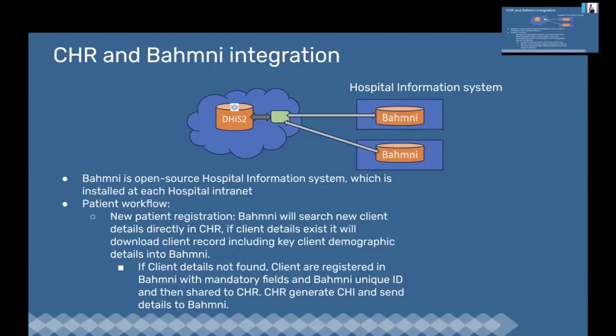Before they can enroll the patient into their system, they need to talk to our CHR first to see if the person is already enrolled. If that person is already enrolled, they can just retrieve that information with the ID and continue the treatment. Or if it is a new patient, they can inform DHIS2 about the new patient, get the CHID and continue with the treatment.